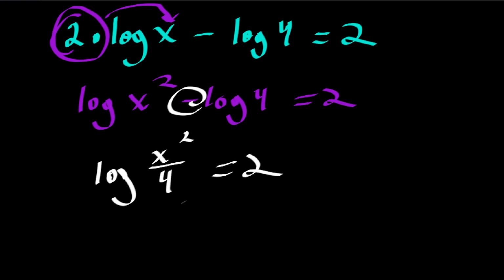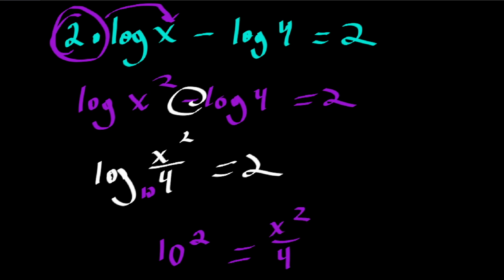So now we can rewrite this in exponential form, because once again, there's no log on the right side to cancel out this log. So if we rewrite it in exponential form, we would say 10, because remember, if there's a log, the understood base is 10. So it would be 10 to the second power equals x squared over 4.